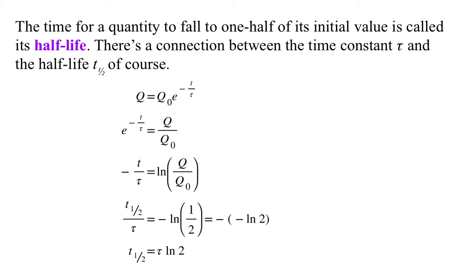There's a connection between the time constant tau and the half-life t of a half, of course. We play the same sort of game we just did, and we get that minus 1 over tau times t is log Q over Q0. We're going to plug in the half-life here, and a half here. I'm also going to bring the minus sign to this side. So t over a half tau is minus the log of a half, which is minus log of 2, which means that the half-life is always tau times log 2. It takes a little bit longer to lose half than it takes to lose the 1 over e.